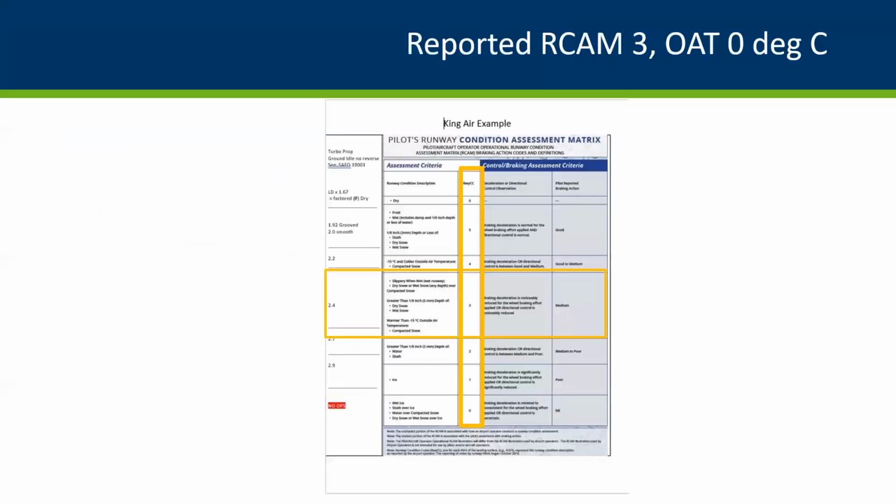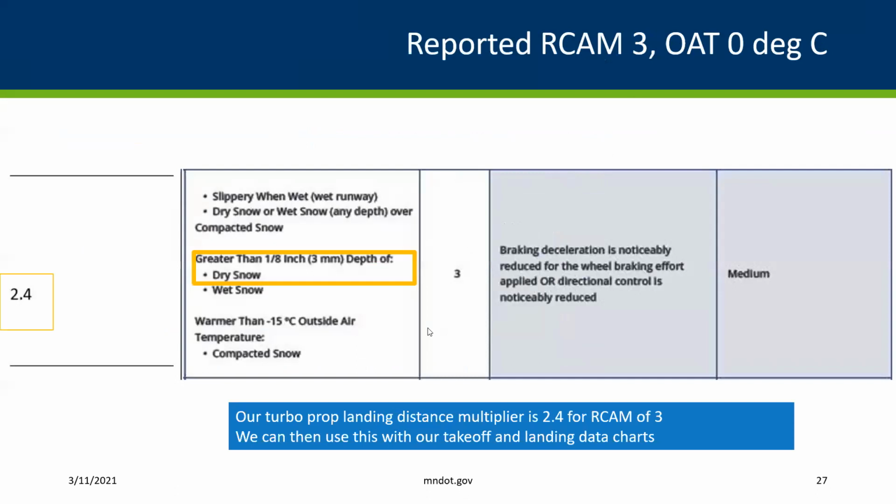So you would look at your RCAM charts, and you would look for the contaminants, look for the depth of that contaminant. So we'll go ahead and again, for RCAM of 3 is what we come up with. I'll blow this up for you so you can see it a little bit better. You noted that you had 3/4 inch of dry snow. So that's greater than this 1/8, which then puts you down here in the RCC of 3. So then as the pilots, we'll see that code posted, and we know that we got, again, noticeably reduced braking and directional control, and we would consider it medium braking.